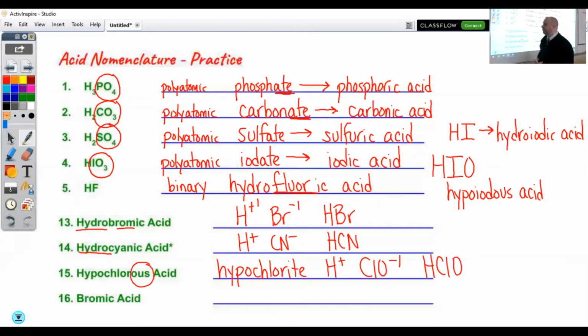Finally, our last example. We have bromic acid. That means we started off with bromate. Bromate, you might recall from the common ion sheet, is BrO3 -1. Positive 1, negative 1, cancel each other out. You get HBrO3.